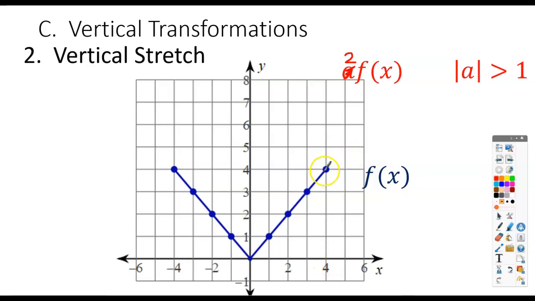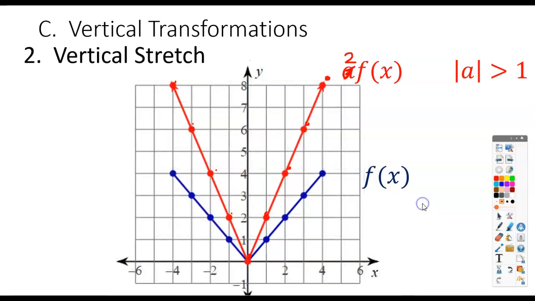So if I multiply this y value by 2, I get 8. This y value is 3, so if I multiply that by 2, it becomes 6. If I multiply this y value by 2, I get 4. If I multiply this one by 2, I get 1. If I multiply this y value, which is 0, by 2, it stays the same. It doesn't change. And we could just keep doing that all the way across. And as you can see, the result is going to be that the graph gets stretched vertically.